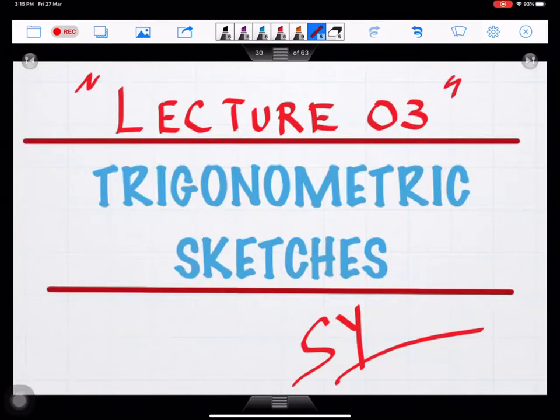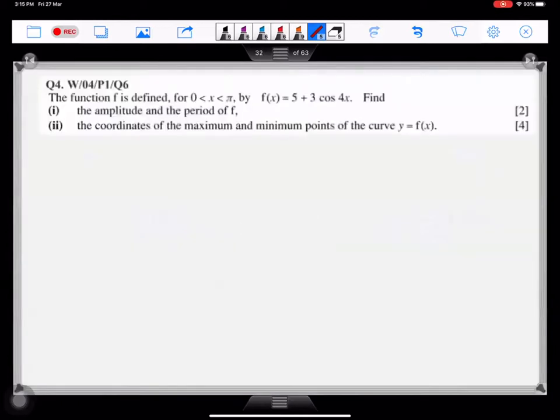What we are going to do in the third lecture today is try out some more different kind of exam type questions and then get started with the third and the final sketch of trigonometry, that is about tangent. So now let's look at this question.